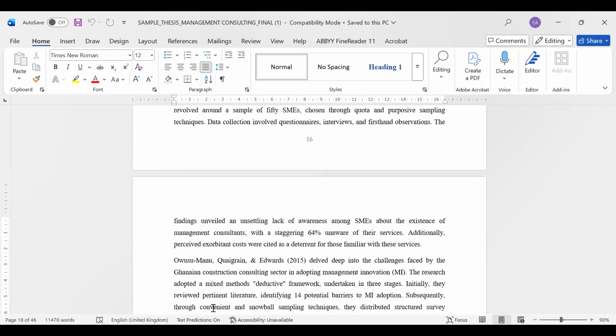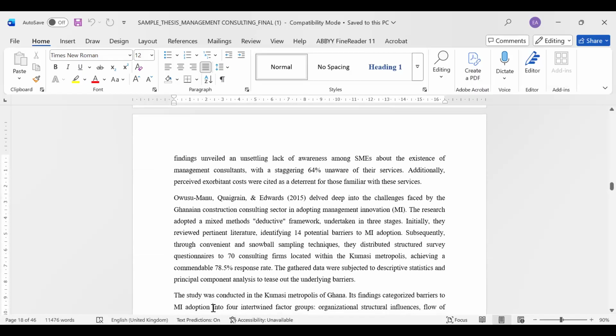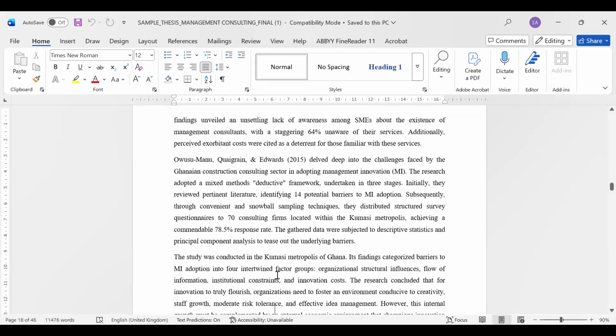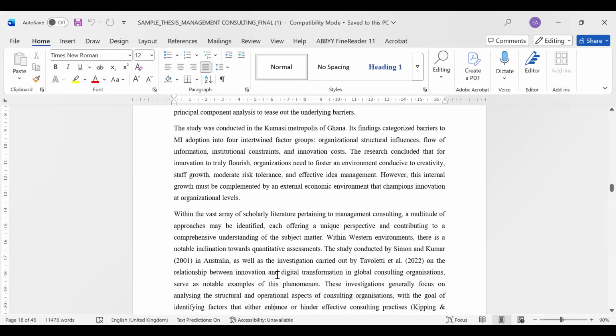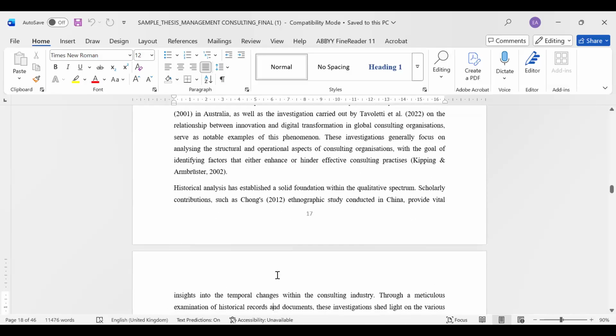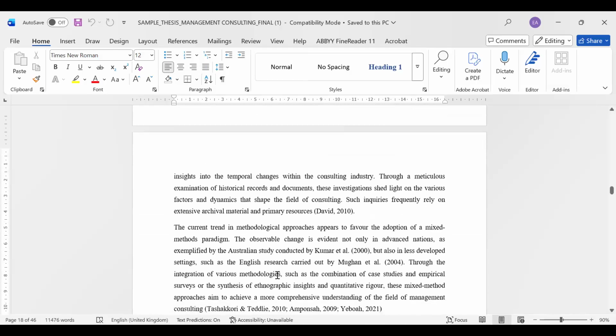Also, Green and Edwards 2015. They were mentioned in the problem statement. Now we are getting details here. They use mixed methods also. They identified 14 barriers. They used snowball sampling, convenience sampling, structured survey. 70, that is their sample size. So, ladies and gentlemen, this sample has been there since the beginning of the semester. If you have studied it, good for you. If you have not studied it, go and download it and study how it has been done.